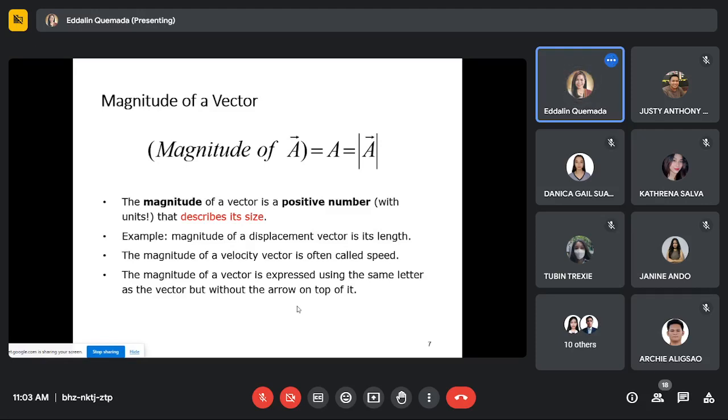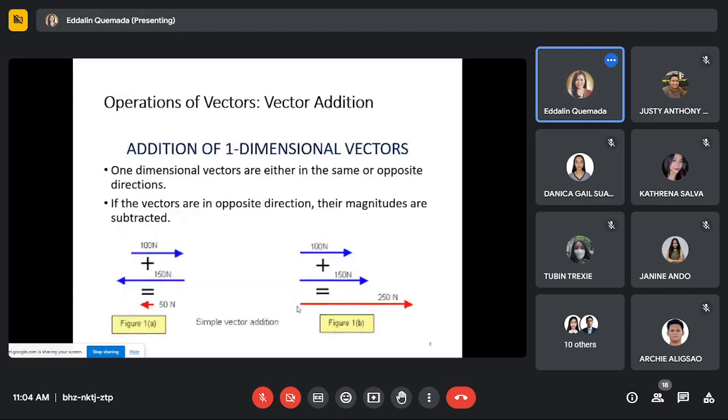The symbol for that is D. So kung bold-faced ang D, that means displacement ang vector. Pero kung D lang siya, no bar on top, no arrow, that simply refers to the distance.